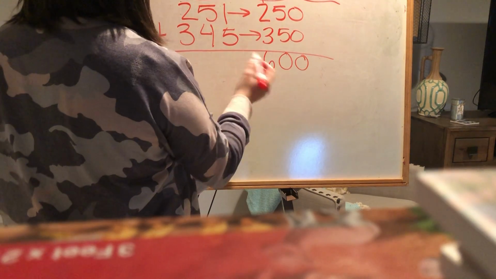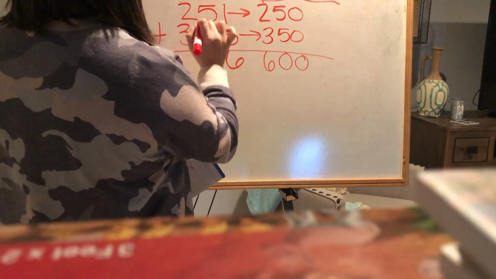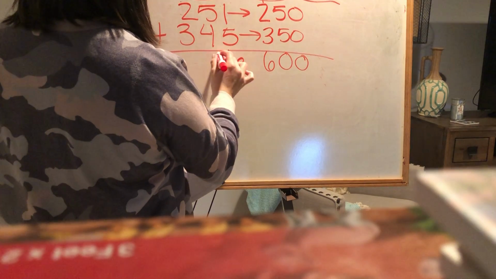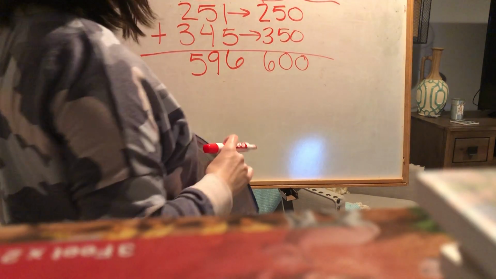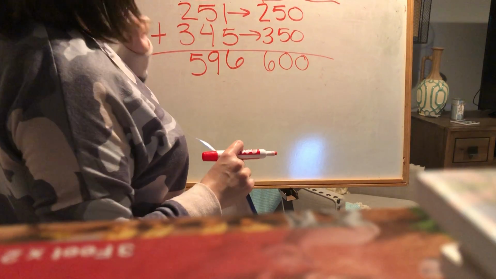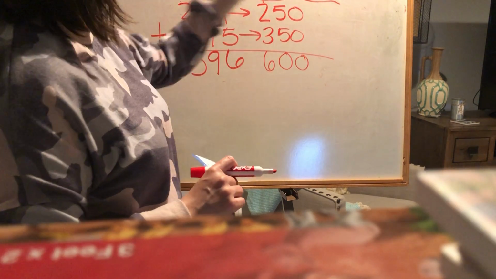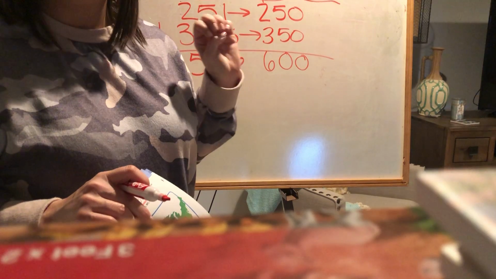So we have 1 plus 5, 6, 5 plus 4, 9, 3 plus 2, 5. 596 is using our place value method to add, and here we are reviewing our estimation method.